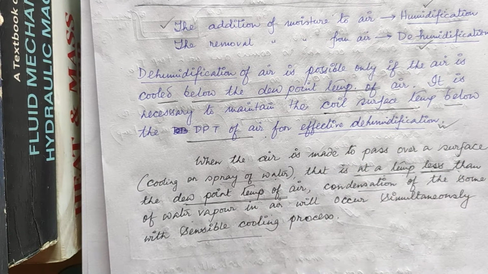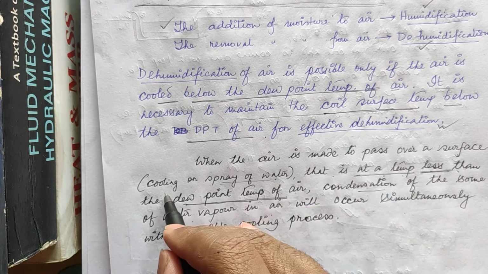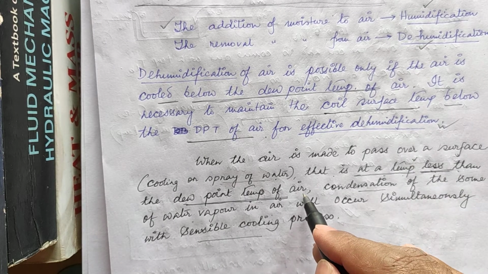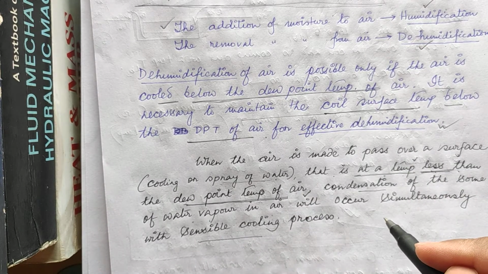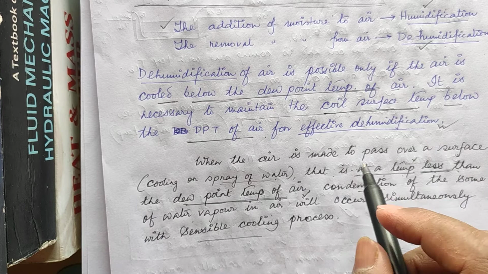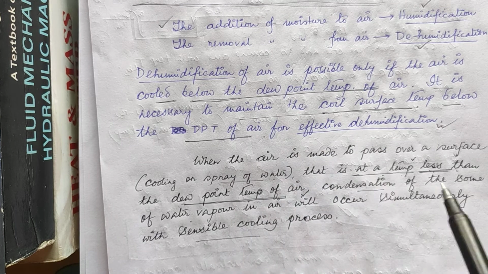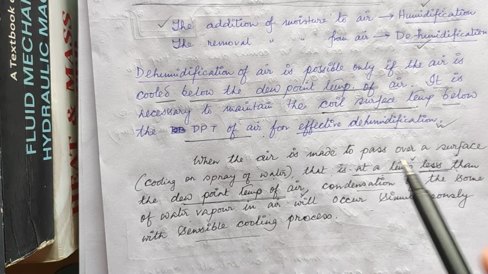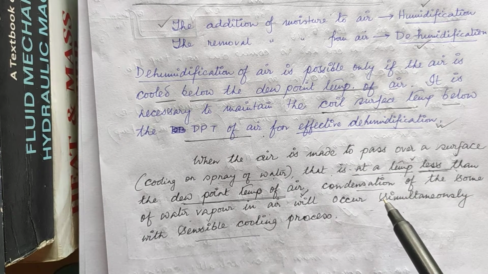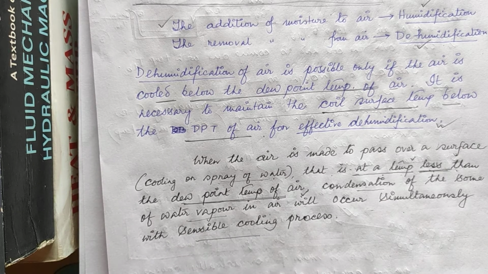So if the temperature of the surface, that is the cooling coil or spray of water, is less than the dew point temperature of the incoming air, then what will happen? Since the coil surface is maintained lower than the dew point, condensation of the water vapor will take place. That means if within the cooling coil some amount of liquid or water is there, the water vapor present in that air will try to condense.